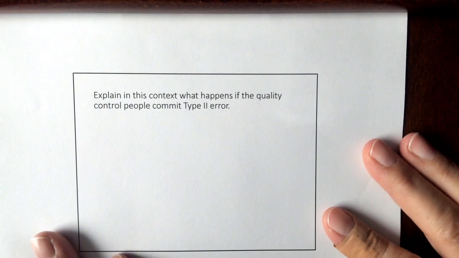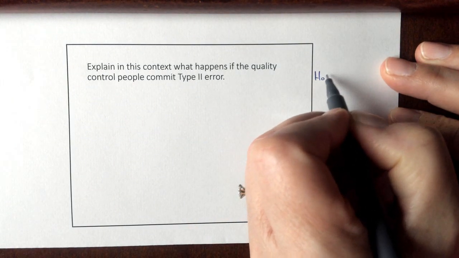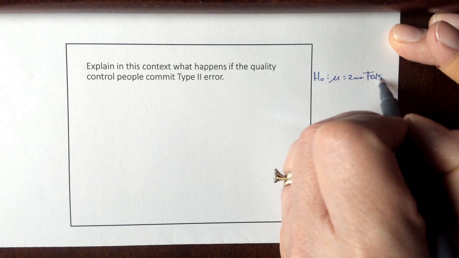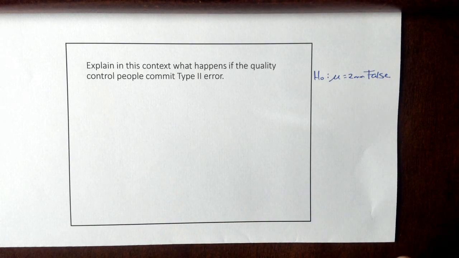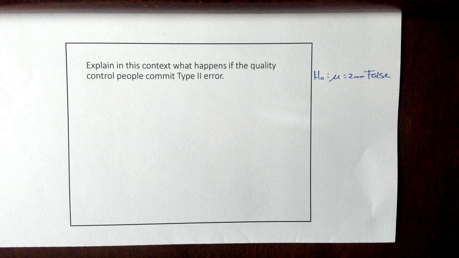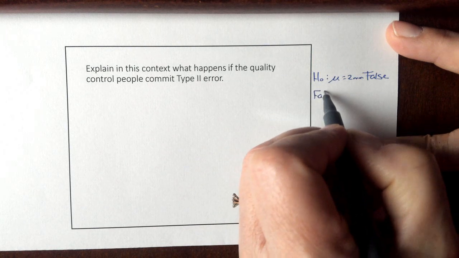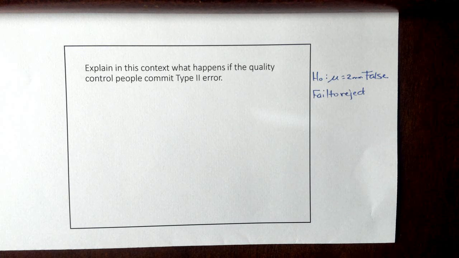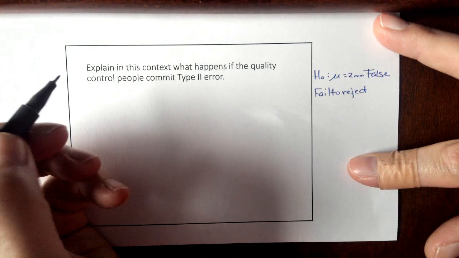What if we get a type 2 error? Explain what happens. Okay, in the type 2 error, the null, which says the diameter is really 2 millimeters, is false. In other words, the truth is the machine is out of calibration, and it's not producing the right diameter. But we fail to reject, so quality control personnel doesn't catch the mistake, and bad catheters get packaged and sent to hospitals. Okay, so let's write that out.